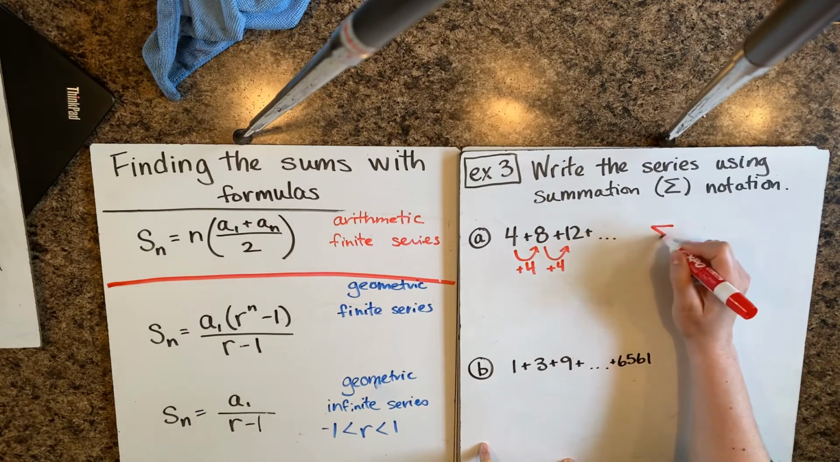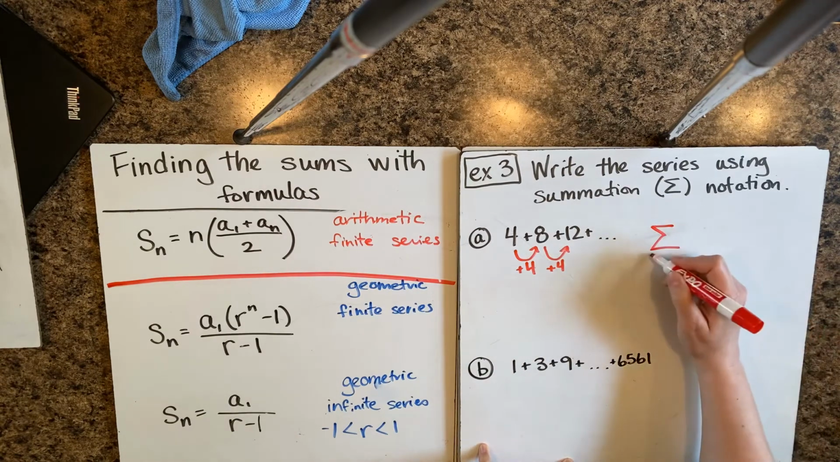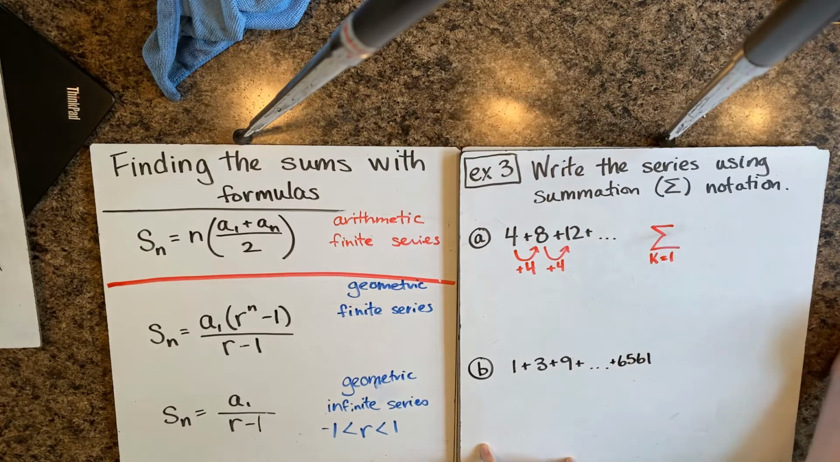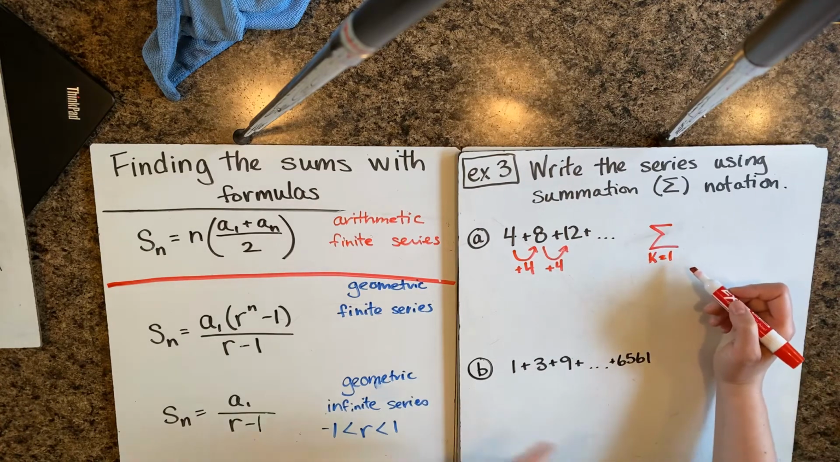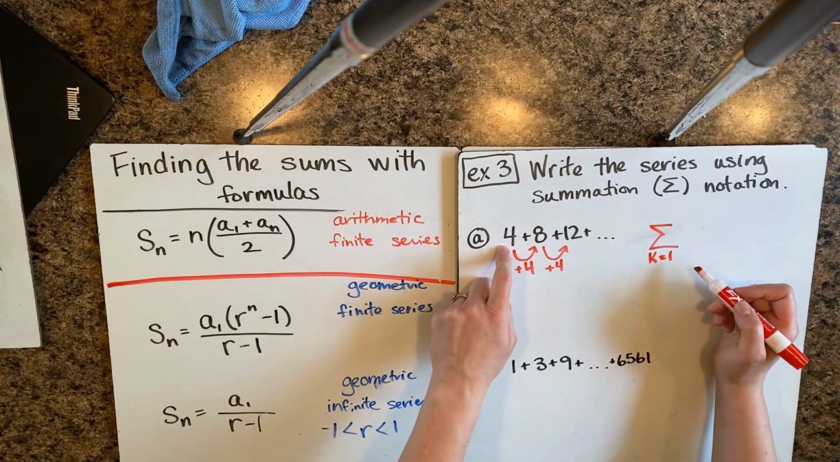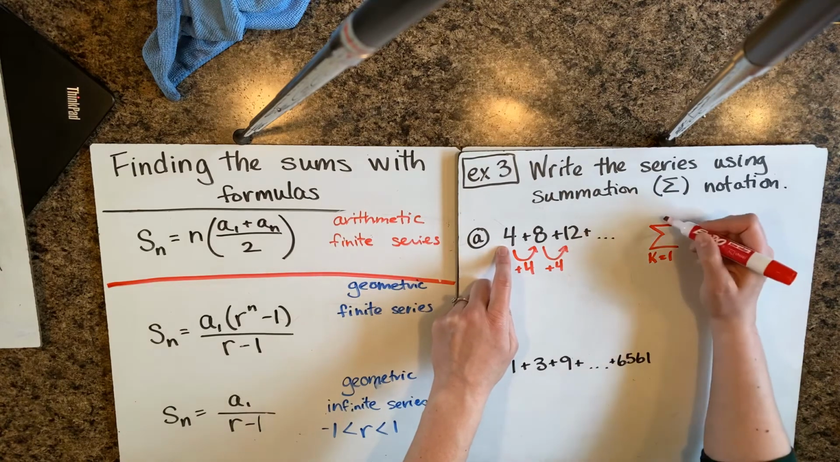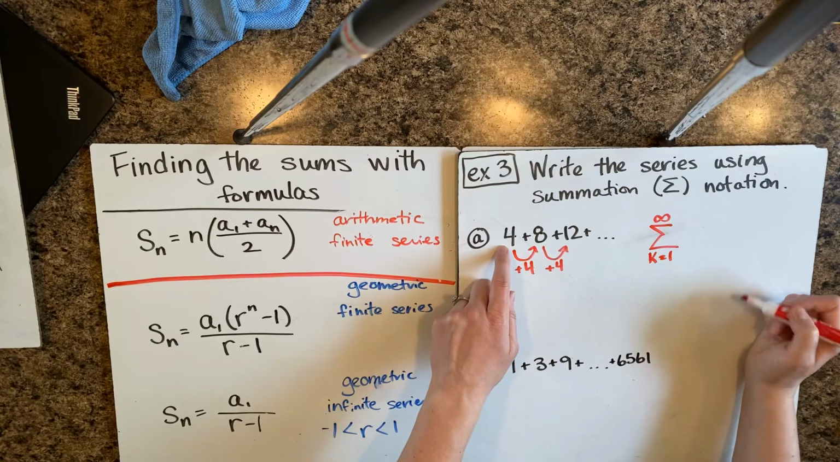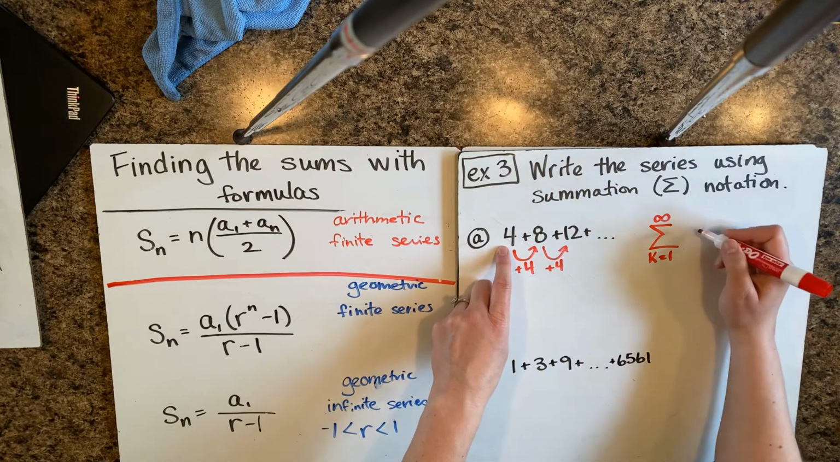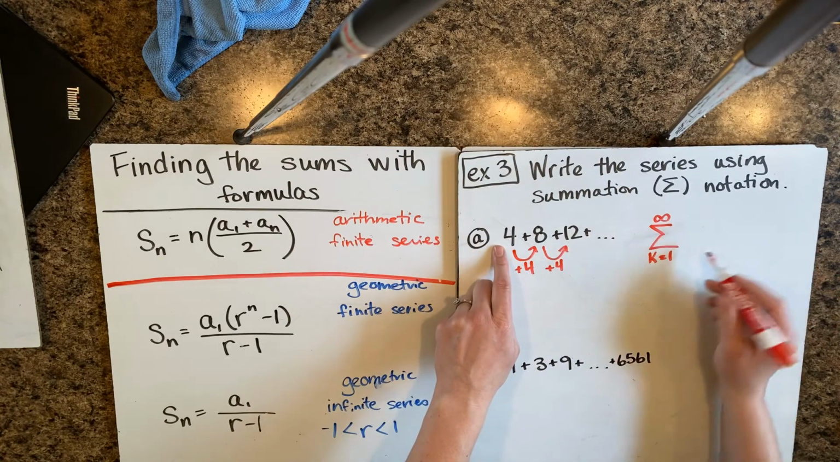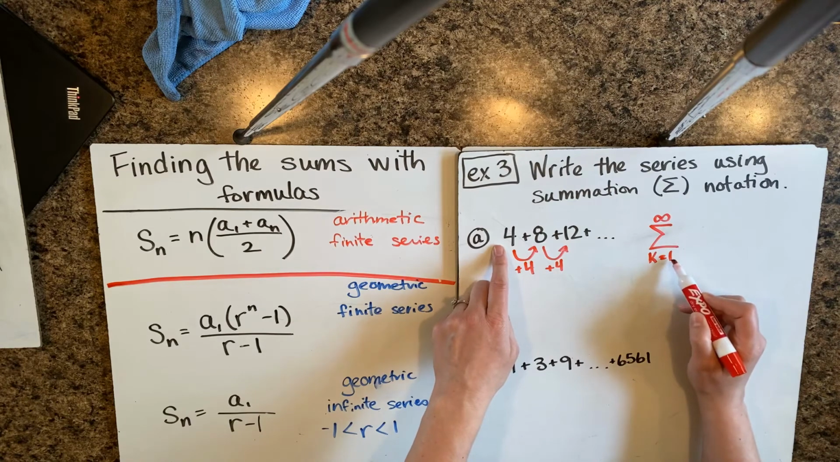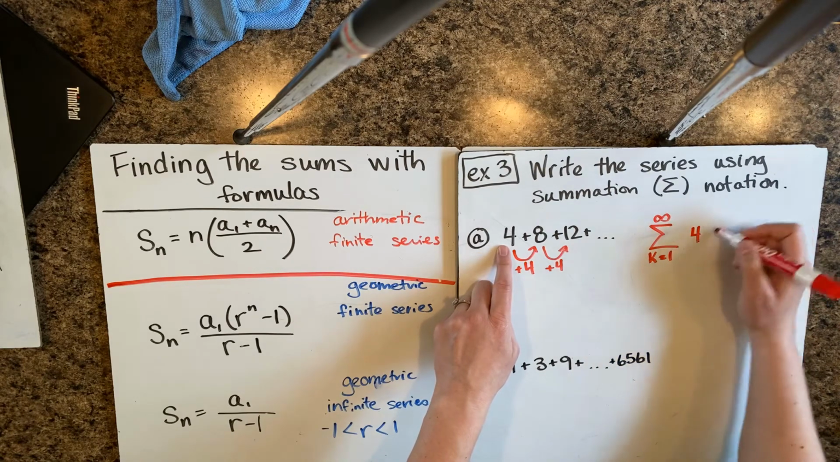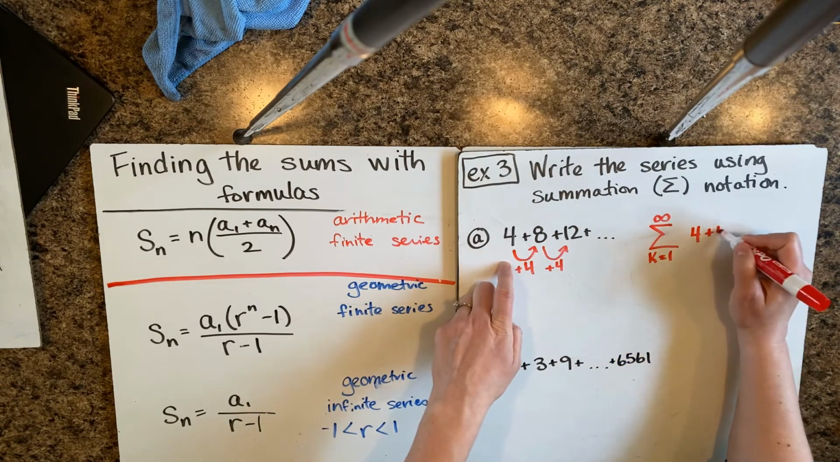So if I'm going to represent this using summation notation, I recommend that you use 1 as your starting value. You could use any number you wanted, but really I recommend using 1. And because it's going forever, we can go to infinity, and now we just have to write the rule. Okay, well, I'm going to use first term form because I started with the first term down here. So 4, and then we're adding 4 each time.